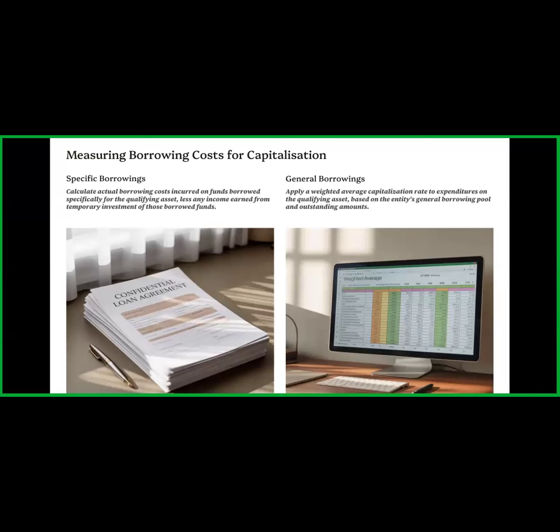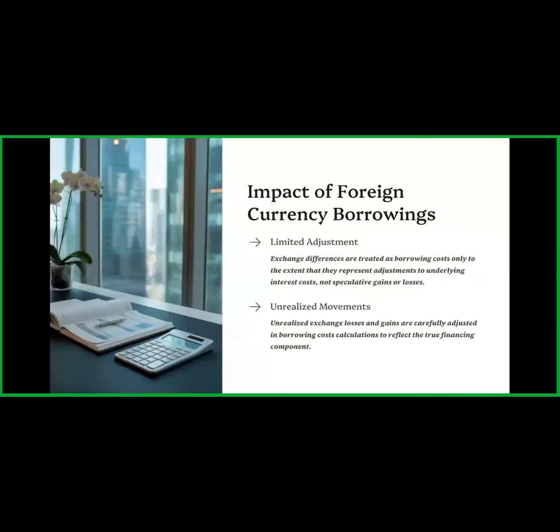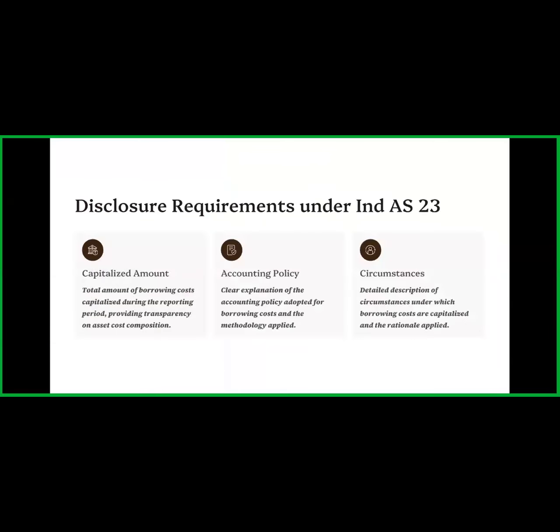And for specific borrowings, we calculate the actual borrowing cost incurred on funds borrowed specifically for qualifying assets, less any income earned from the temporary investment of those borrowed funds. Whenever we raise funds, if we make any investments out of them, we have to subtract that income from the borrowed funds, and on that amount we calculate the borrowing cost. This is how we calculate the cost and put it into the financial statements. So this is about Indian Accounting Standard 23.